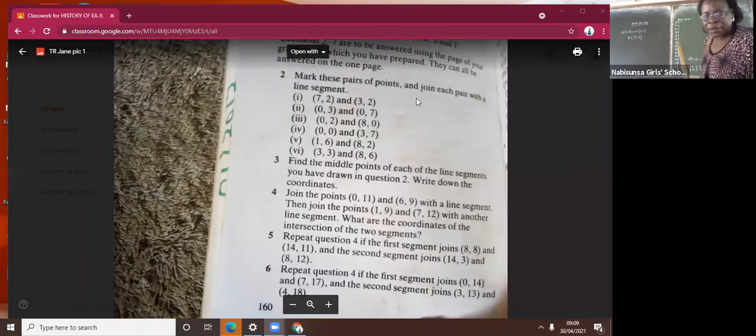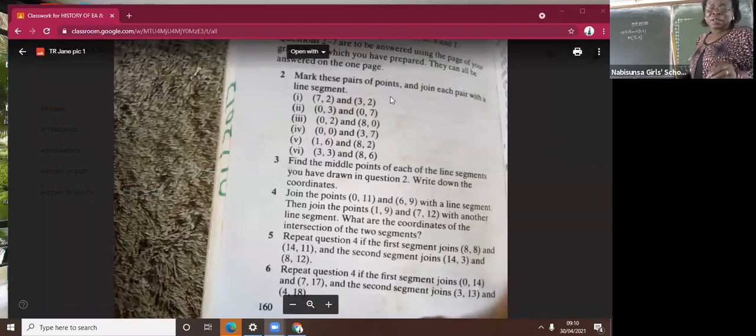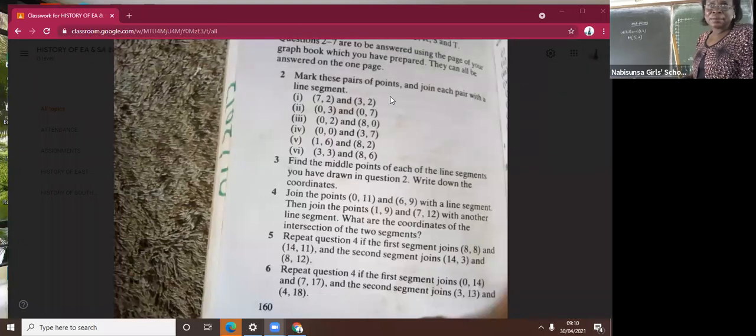Page is that? I beg your pardon? The work is from the Uganda Mathematics. Just tell them it's an exercise. This is an exercise from some book, which is on coordinates.